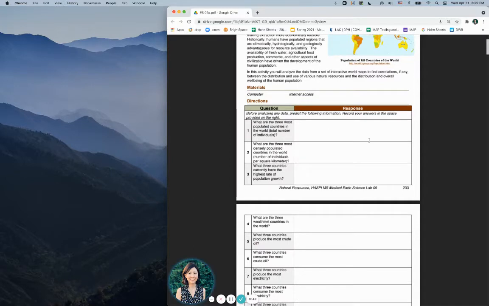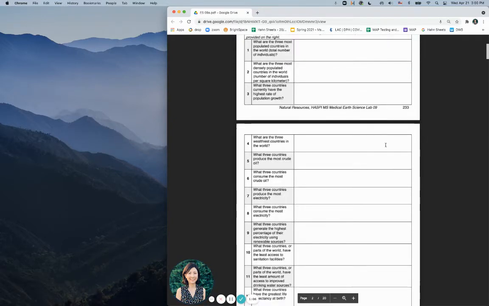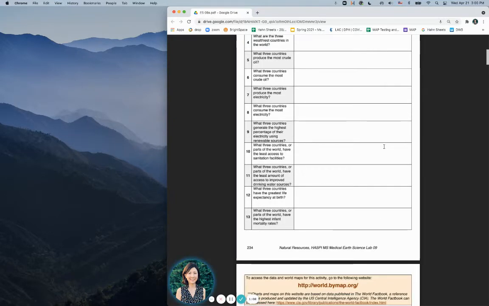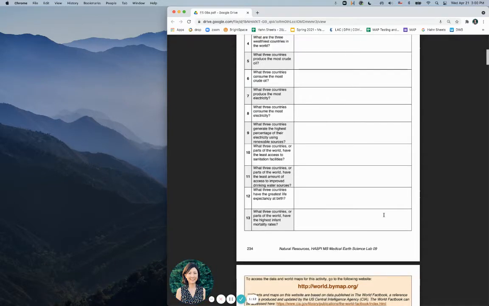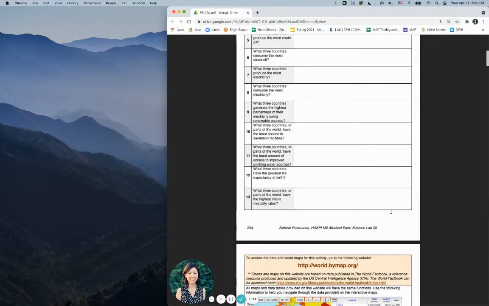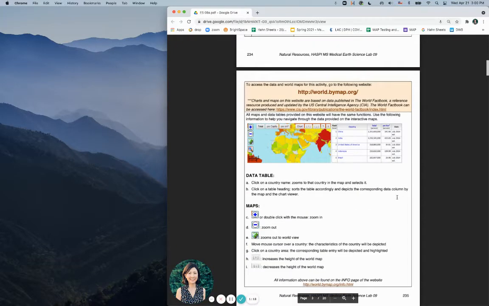The first section is just writing your predictions, what you think the answers are to these countries, which 3 countries are the most populated, which 3 are the most densely populated. So you're going to take a moment and give your best guesses for what the top 3 countries in all of these areas are. So if you want, you can pause and I'll give you a second to answer those questions.